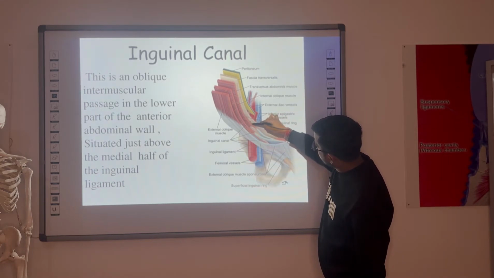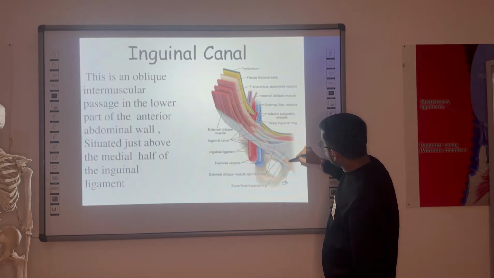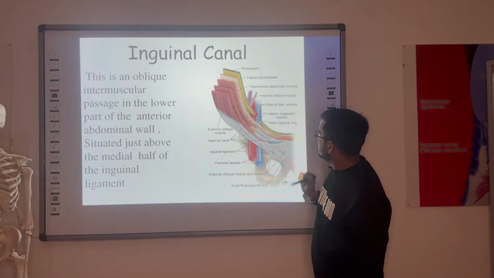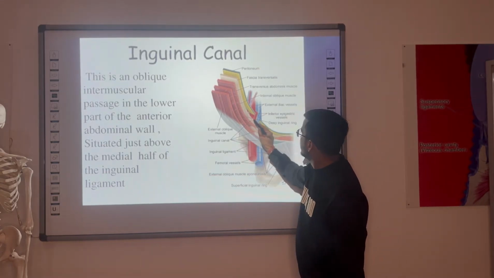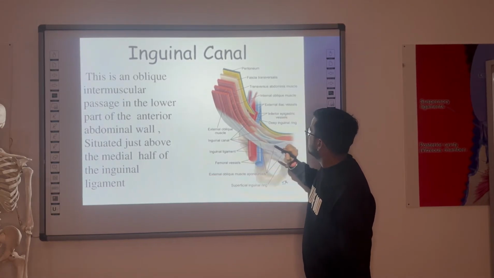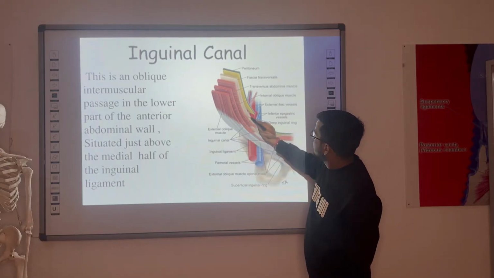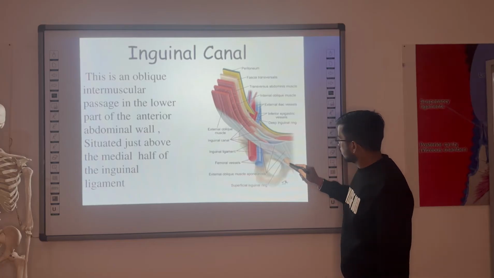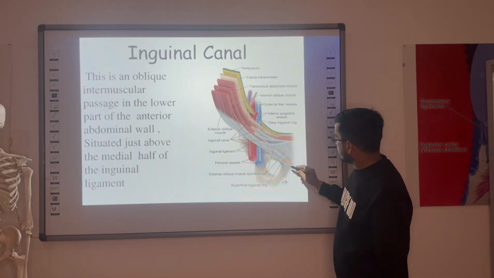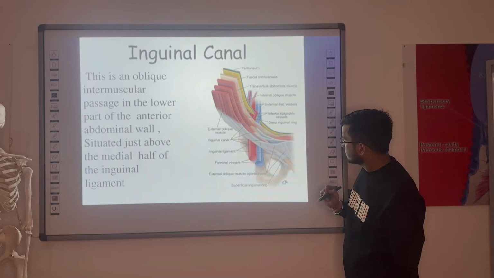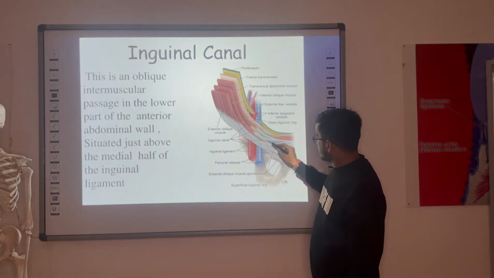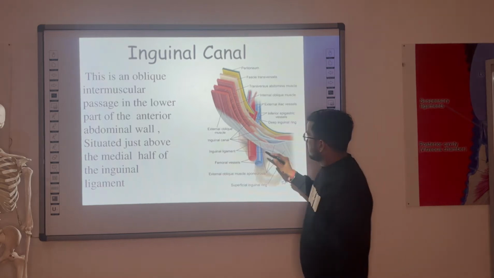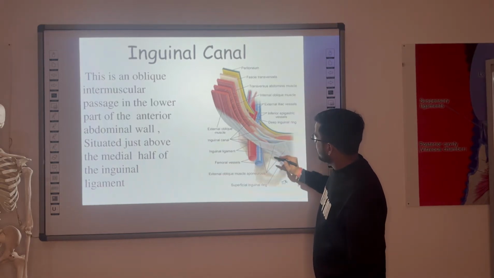This passageway, or canal, you can see from here. We have already told you that we have two rings in the inguinal canal. This one is the deep inguinal ring that is located in the transversalis fascia, and we also have the superficial inguinal ring, which is the external opening. And this inguinal canal is located just above the medial half of the inguinal ligament.